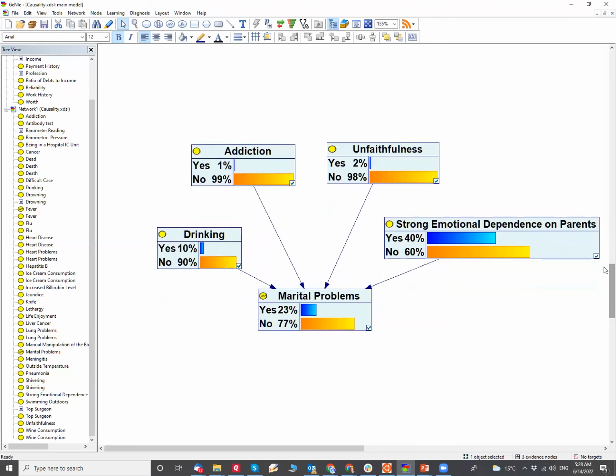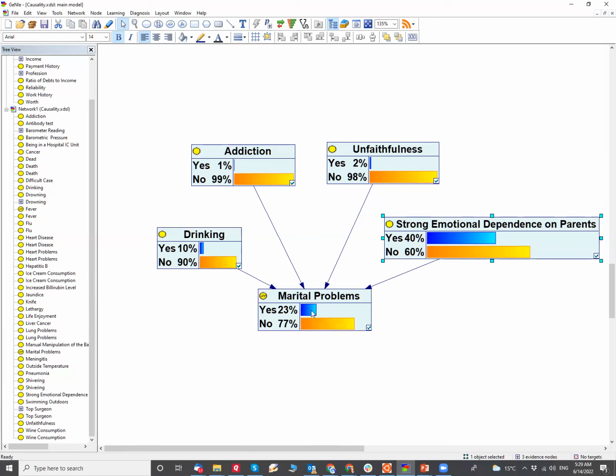Here's a more complex example. Four different causes of marital problems: drinking, addiction, unfaithfulness. If you drink, you will have problems. If you are addicted, too. Unfaithful, sure. Too, dependent emotionally on your parents, the same. Please note that they are independent in this model. There are no common causes, no connections, and as I change one, the others stay.